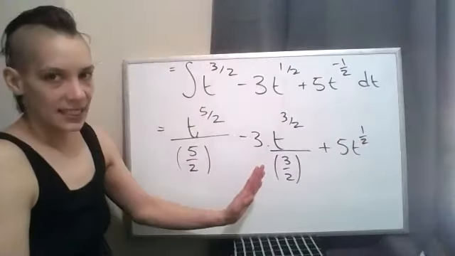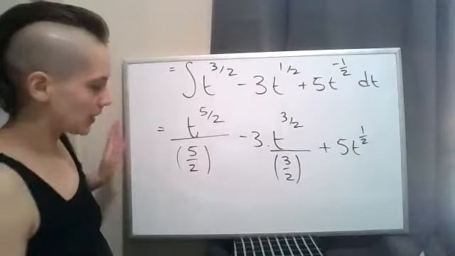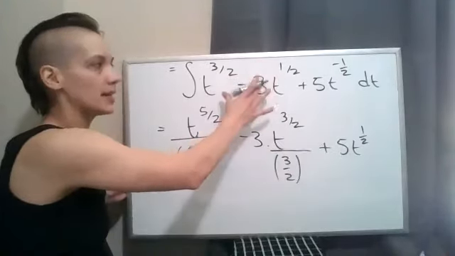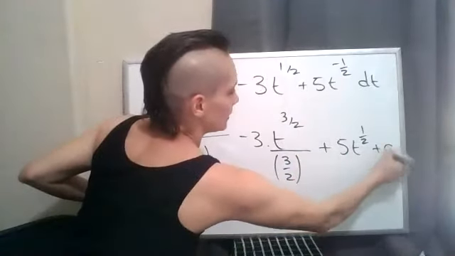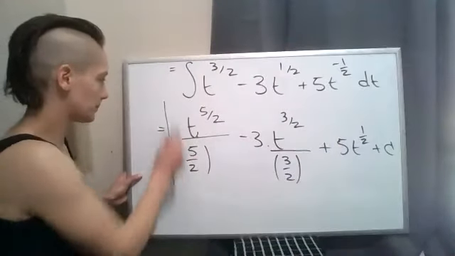And we always add c at the end because there's possibly some number that when you take the derivative of this piece, you'll come back here and have that plus 0 at the end. So we have plus c at the end of these indefinite integrals every time.